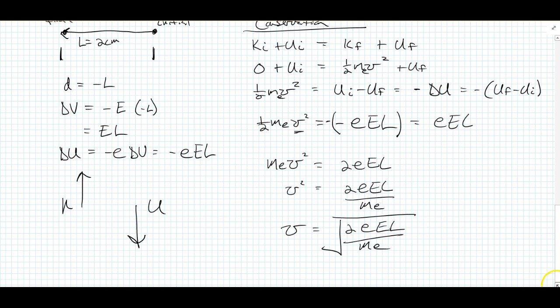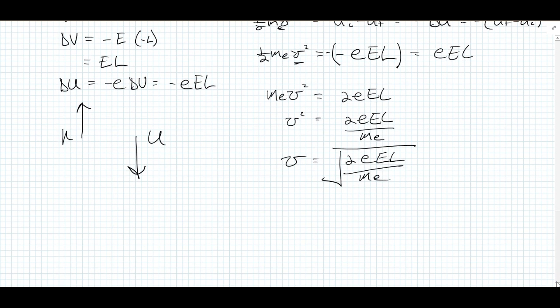There we go. That's how fast it's going to be moving. So we can see that it clearly depends on the electric field strength, which makes sense. If the electric field strength was a larger number, then the velocity would be larger. So a stronger electric field is going to cause the electron to accelerate more. Let's see here. It depends on the length. So we're looking at the speed after it travels 2 centimeters. If we waited and let it travel 4 centimeters, it'll be traveling faster because it will have accelerated for longer.